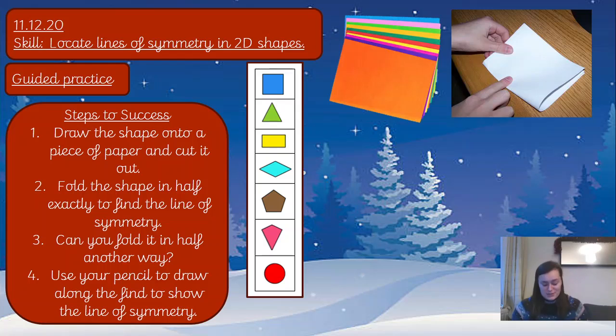So now I'm just going to trace the lines that I found so that it really stands out. And I can see that on my triangle, I have got one line of symmetry down there. So have a go at your triangle if you haven't done that yet. If you did it with me, then finally I'm going to try my rectangle so you can start getting that one ready.